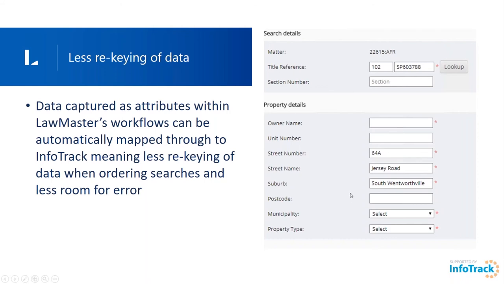So in this example, when I've launched into Infotrack and gone in to order my searches, I've automatically pulled across my title references and address details that I have stored as attributes within my matter. I don't have to rekey those. So just another example of how you can save some more time, avoid errors, and increase efficiencies there when doing your searching.